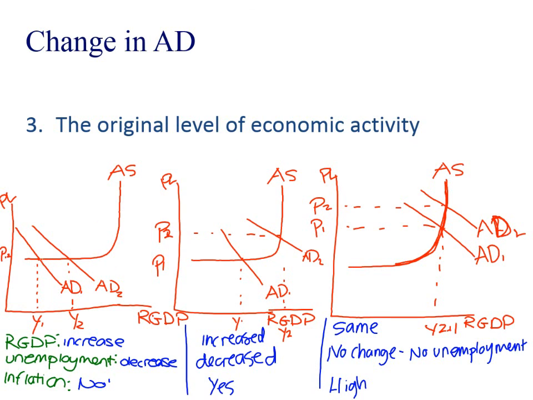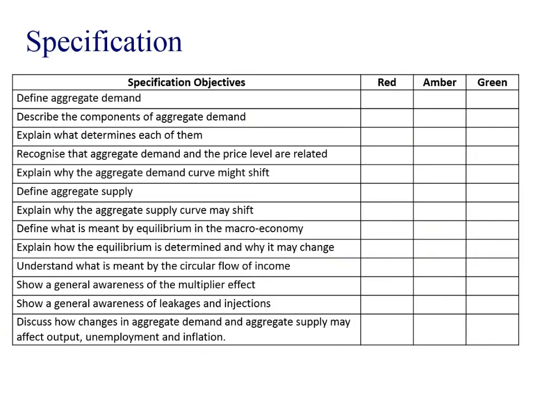So here, if we're starting off at this point, which is where the economy has a lot of spare capacity, we get real GDP increasing, we get unemployment decreasing, but we don't get any inflation because there's lots of spare capacity. Here, we get all kinds of effects on all three of the indicators. And here, this is meant to be a vertical point. I know it's not very vertical there, but here we get no increase in real GDP. We get no change in unemployment because we've not increased real GDP, and we get high pressure on the price level, and so we get high inflation. So that's all of aggregate demand.